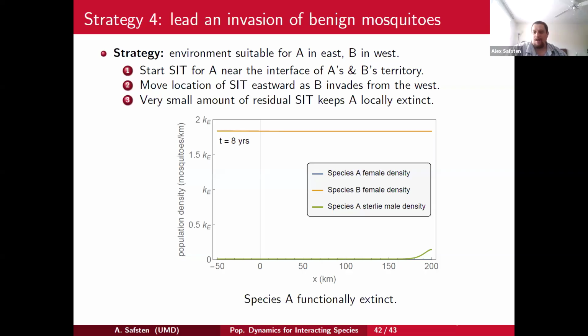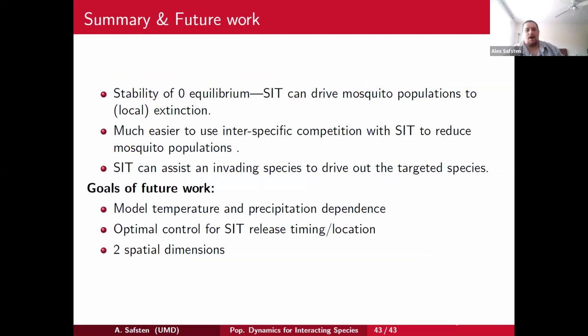So we're pretty happy with the level of efficiency we've achieved. We've got a model that has some pretty well understood equilibria and dynamics, and we can use various strategies to reduce the wild malaria-carrying mosquito species at varying levels of efficiency. But in particular, this interspecies competition seems to work really well. SIT can allow a disadvantaged but not so dangerous species to invade a malaria-carrying species and replace it in a territory. Of course, there's still work to do on this project.